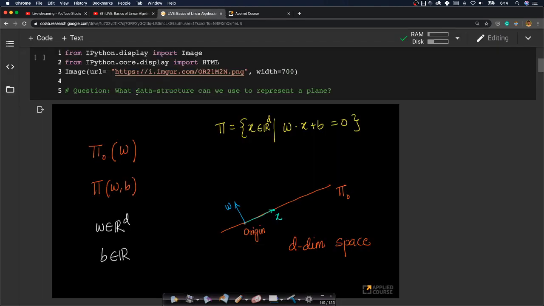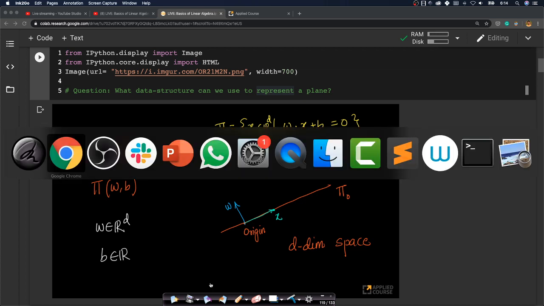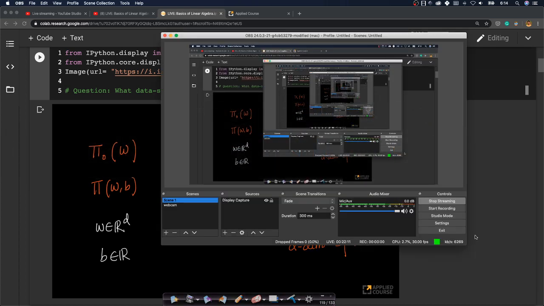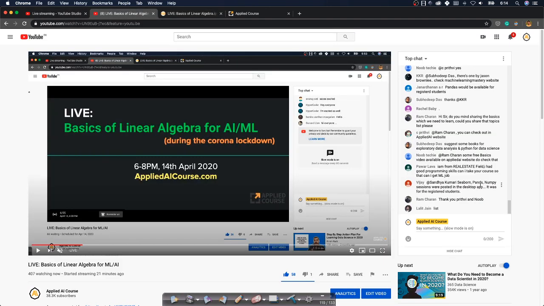So the question is simple: what is a good data structure? We have studied basic data structures in Python. What do you think is a good data structure to represent a plane? That's the idea here. What do you think are good ways of doing it? Let me just check the internet speed. I hope there are no hiccups. Yeah, no hiccups. I'm looking at the chat window on a different computer. So if anybody has ideas, do let me know.